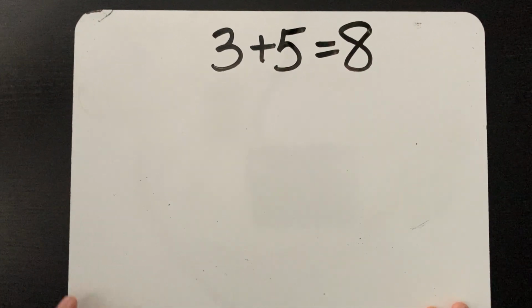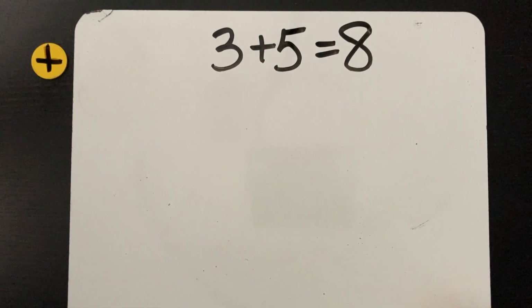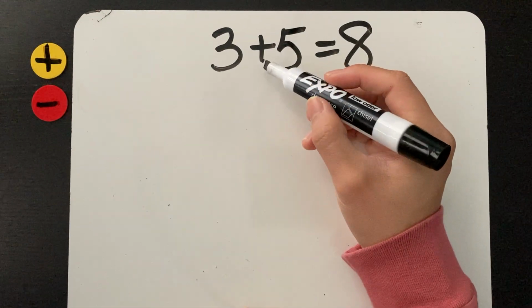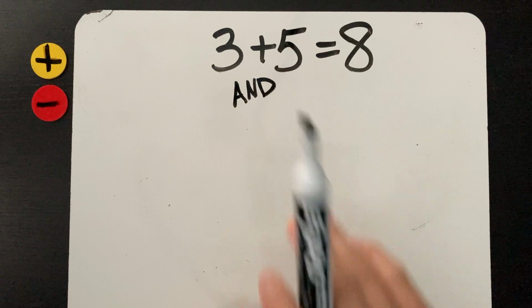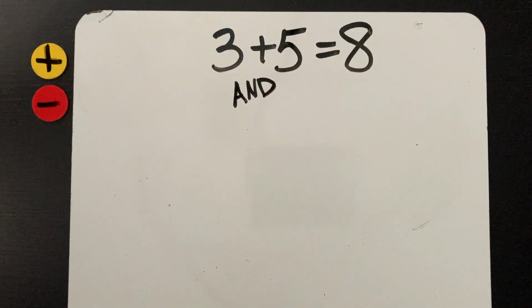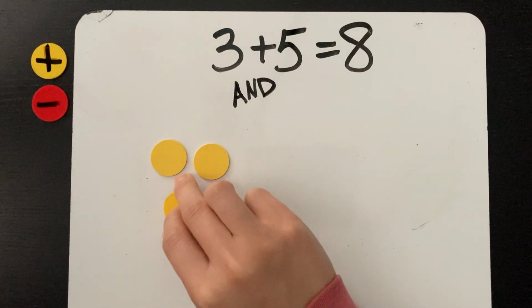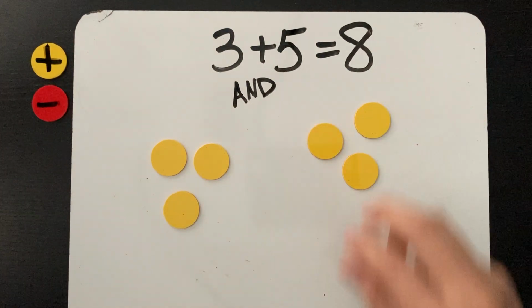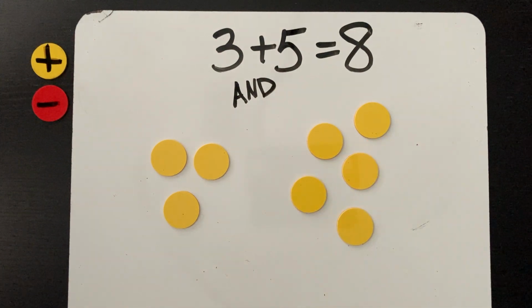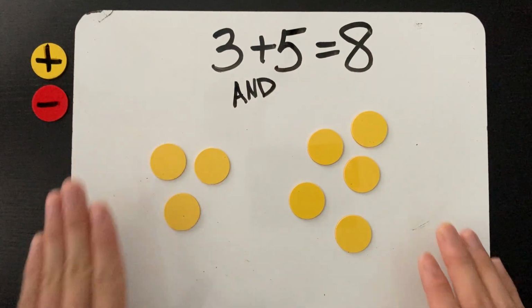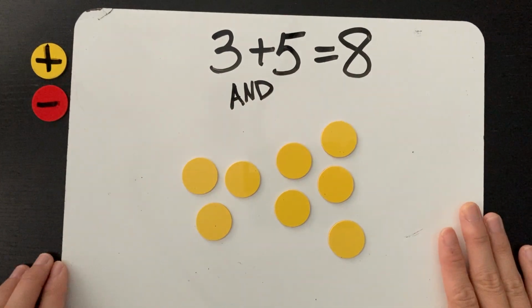Before we start modeling, I am going to provide my key that my yellow counters are positive and my negative counters are red. So when you see this plus sign, I want you to think and. Okay, so we have a 3 and we have a 5. Well, what does that look like? We have a positive 3 and we have a positive 5. 3, 4, 5. We can't make any zero pairs, so what we're left with when we have a 3 and 5 is 8 altogether.